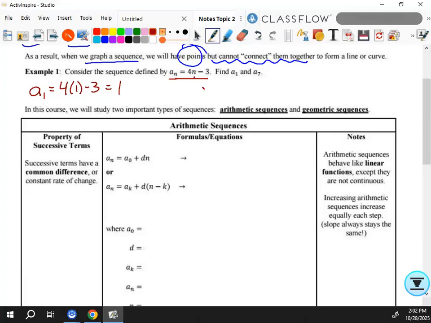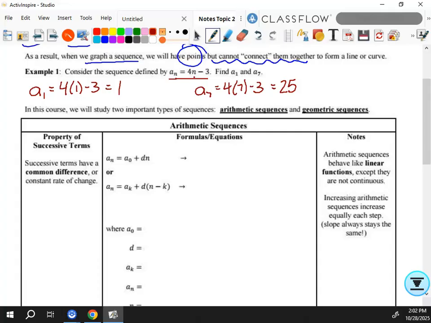Or if I want a sub 7, that's going to be 4 times 7 minus 3. What's 4 times 7? 28. Minus 3 is 25. Okay. All right, so you understand how that works, right? Your input and output and how it looks a little bit different.